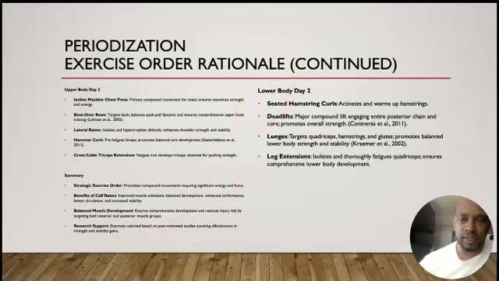On upper body day 2, we start with the incline machine chest press, another primary compound movement for the chest to ensure maximum strength and energy. We're supposed to follow up with the bent over rows to target the back, which balance the push-pull dynamic and ensure comprehensive upper body strength, as per Lehman, 2005.